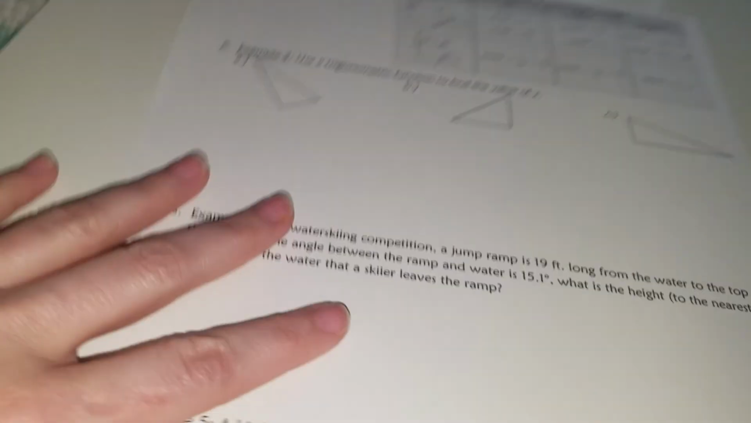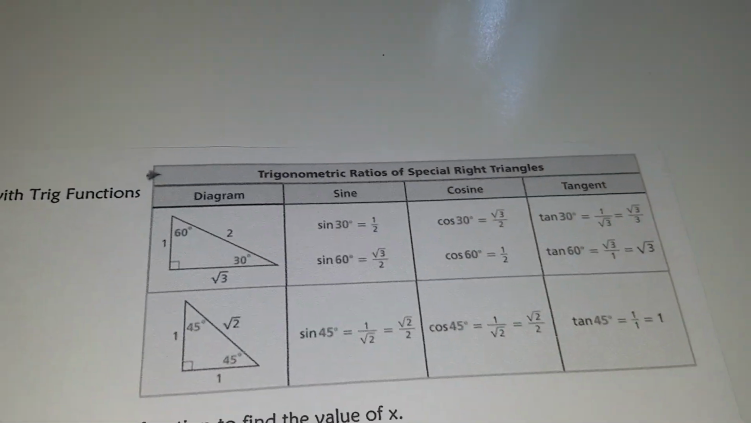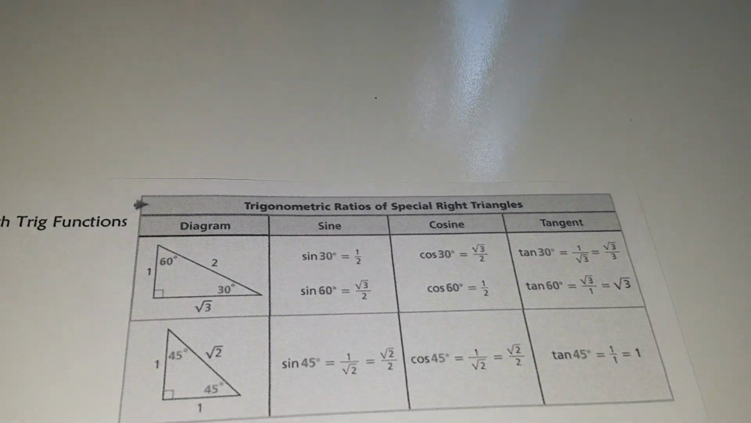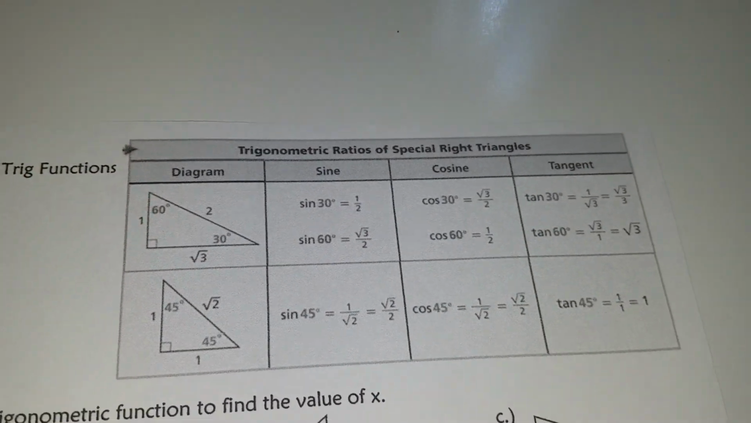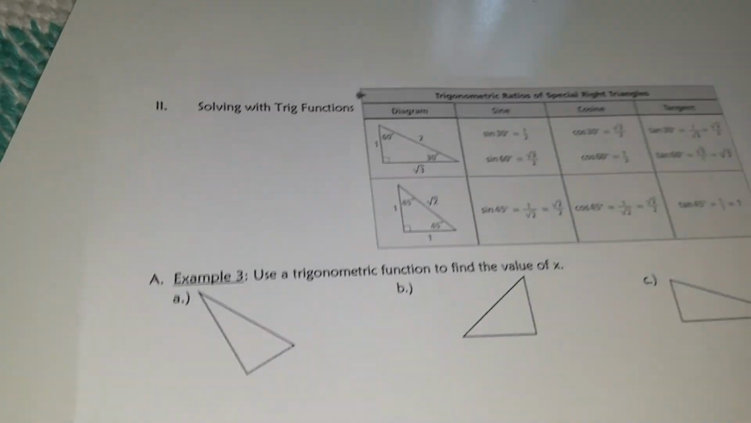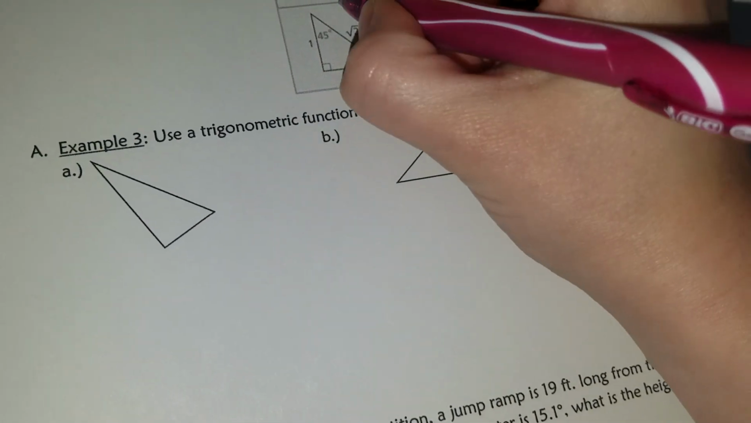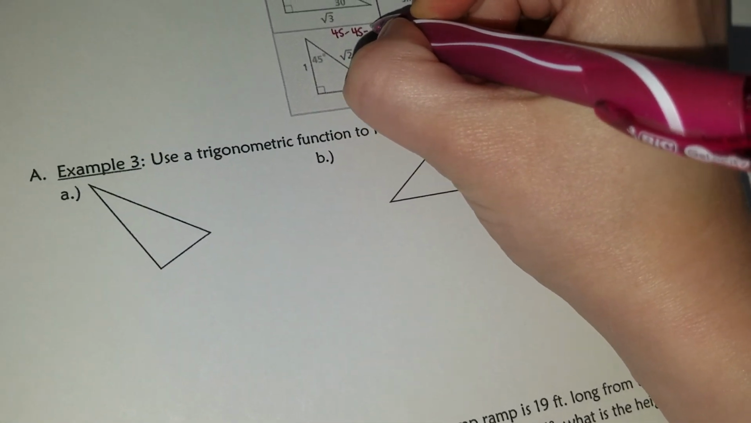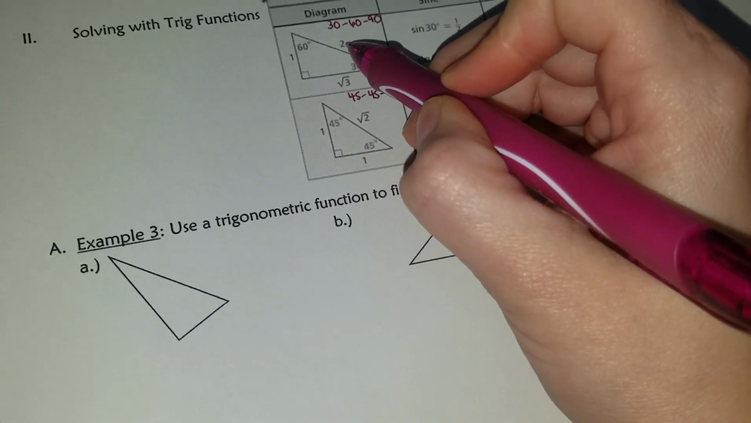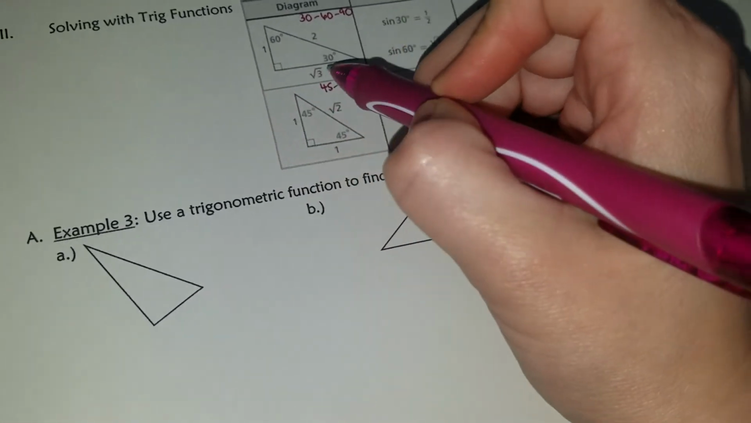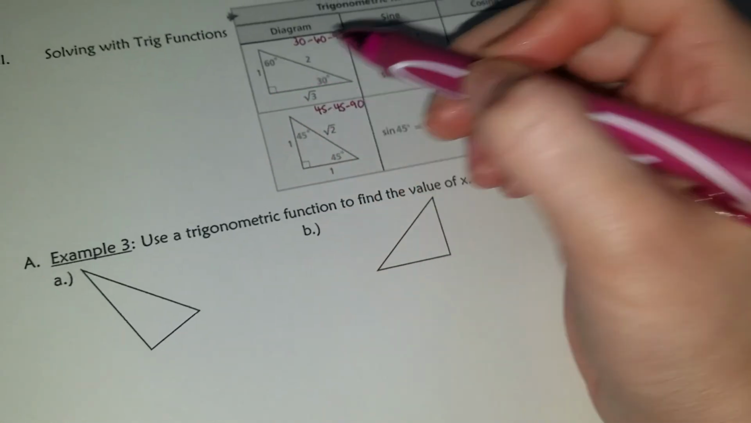Last page is going to be solving with trig functions. And you can see that we put this diagram in here. This is all of your special right triangles from geometry. So you had the 30, 60, 90 triangle, and you had the 45, 45, 90. So I know it's been a while since you've looked at those. But when you did this last year, you talked about the special rules, like how the hypotenuse is twice as big as the short leg, and how the long leg is the square root of 3 times the short leg.